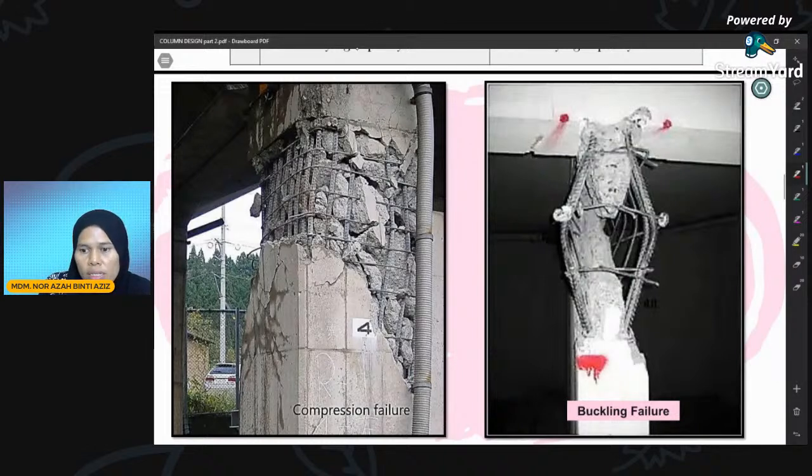Then this is the buckling failure for a slender column. Here you see the reinforcement bar, it buckles, it bends from the side.